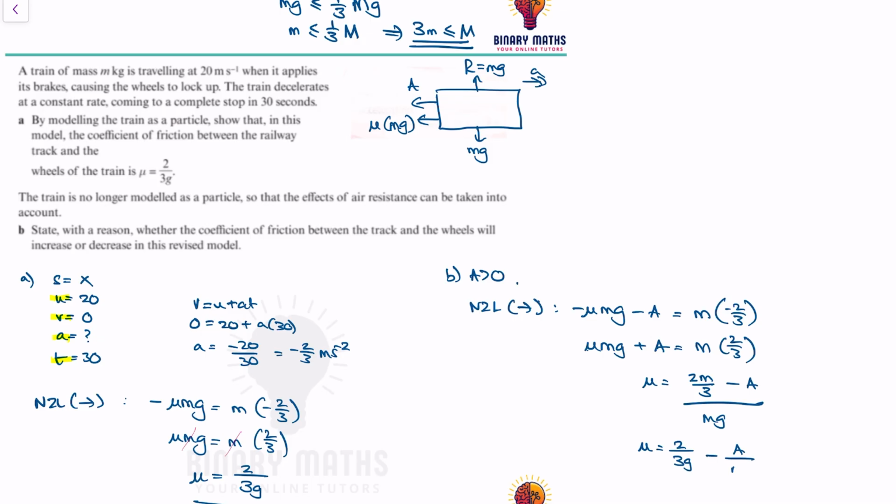So if I simplify that, mu will be equal to 2 over 3g for the first term, take away A over mg. Now this A over mg is greater than 0, therefore this whole thing must be less than 2 over 3g, because we're subtracting a number that's greater than 0 from 2 over 3g. Therefore, the coefficient of friction decreases in the revised model.